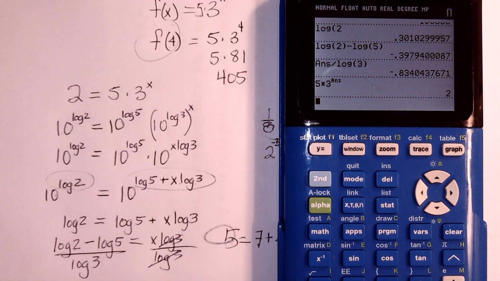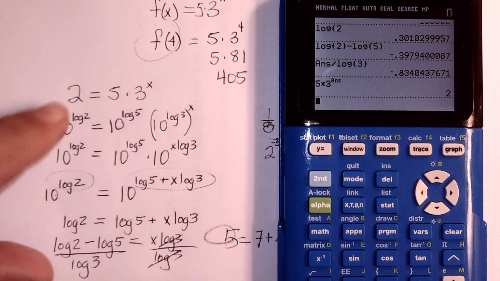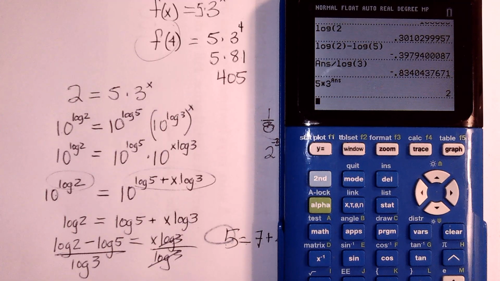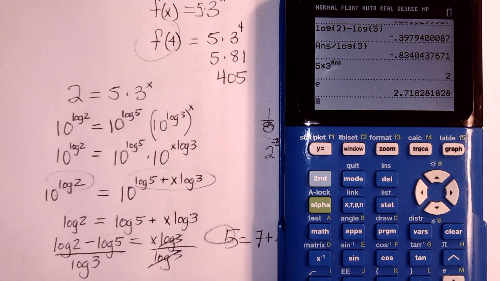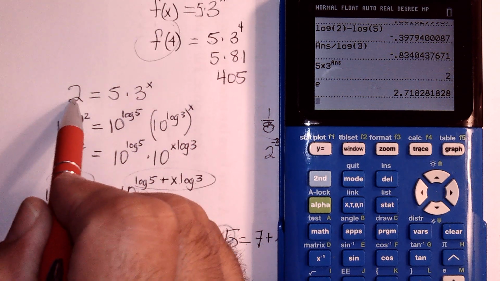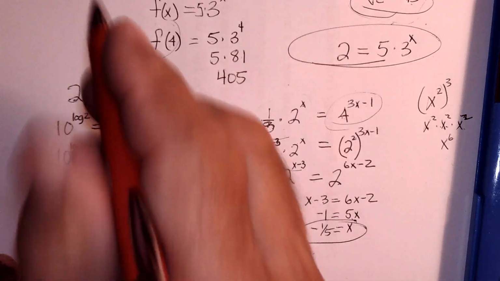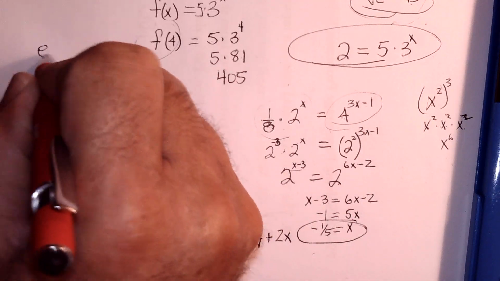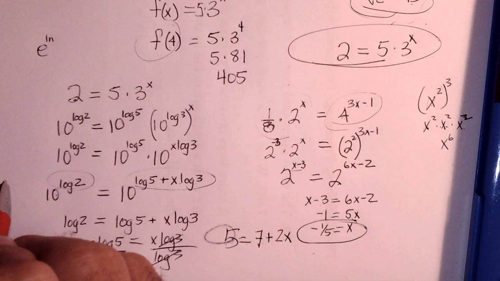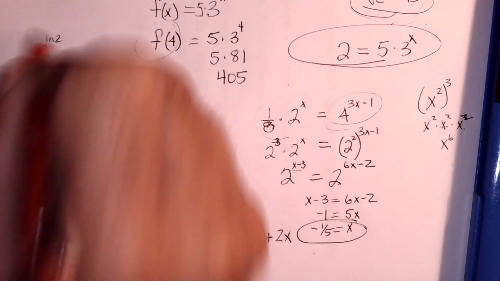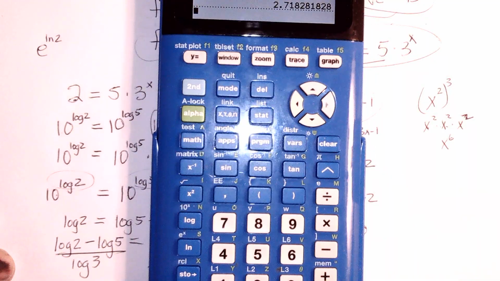There's this log, which is base e. I could have done this whole problem in base e. And again, e is this number over here, second divide. It's 2.718281824. Anyway, I could have done this problem in base e. I could have said 2 is e to the natural log of 2. I'll show you.